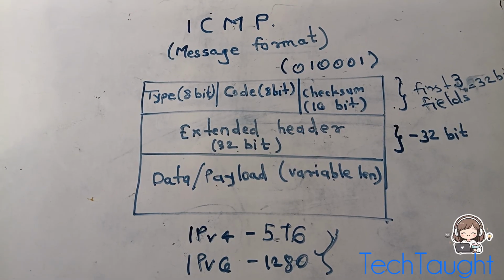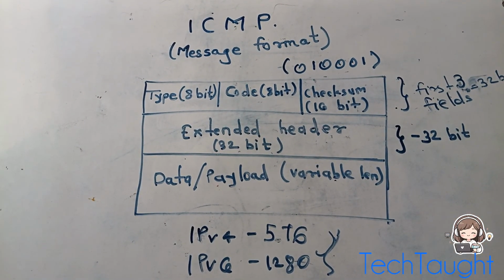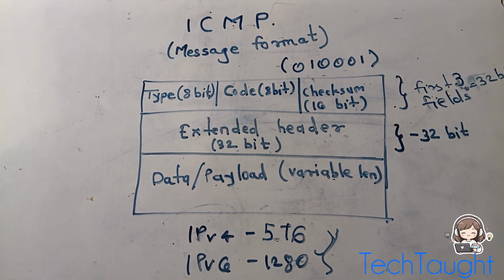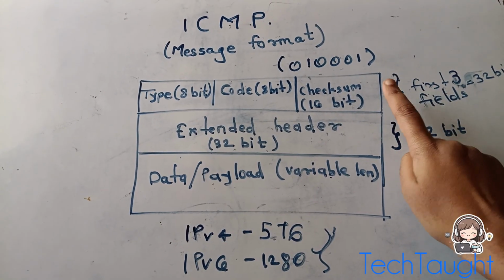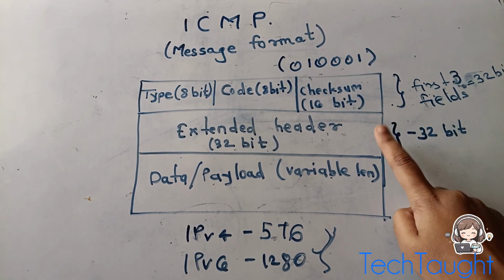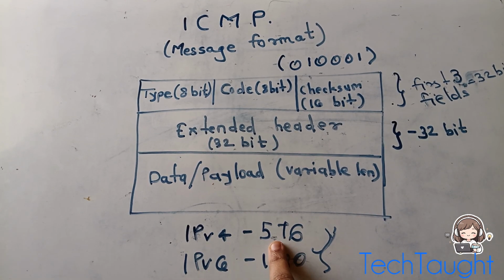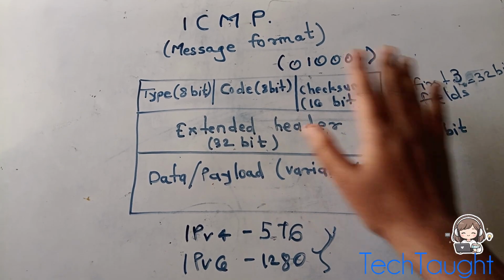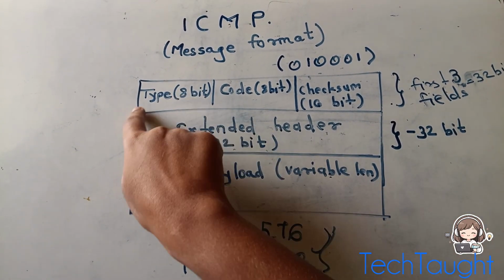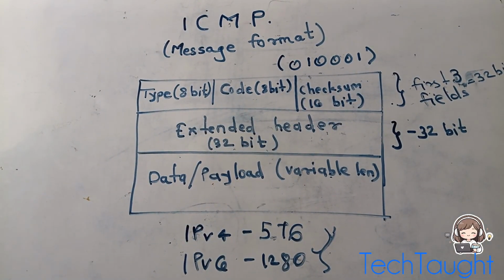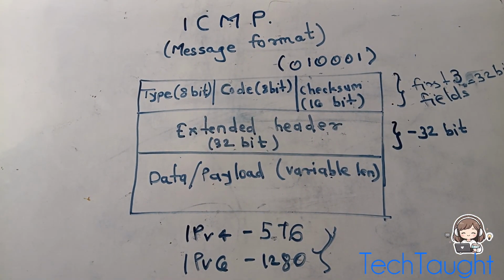So let's just quickly revise the ICMP message format. There are three fields. First is 32 bits, second is 32 bits, and third is of variable length. But in case of IPv4 it is 576, and in case of IPv6 it is 1280. In the first part of this message format comes the type of 8 bits, so it can carry 8 bits of data. It stores what kind of message it is. There are two types of message: error reporting and query or information message.